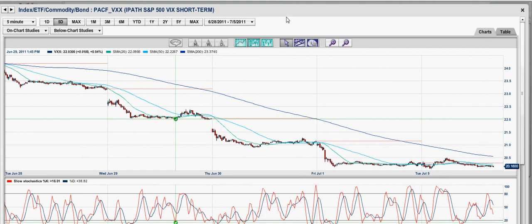Another thing is the volatility index. The volatility index did have a pretty bad day today, and it requires much more than a flat, slightly negative day for the volatility index to go up.